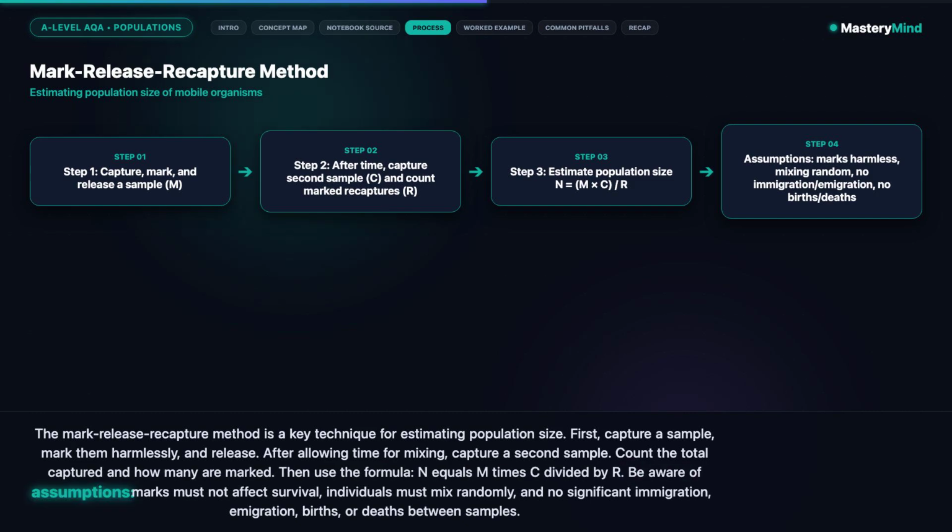Be aware of assumptions. Marks must not affect survival. Individuals must mix randomly. And no significant immigration, emigration, births or deaths between samples.